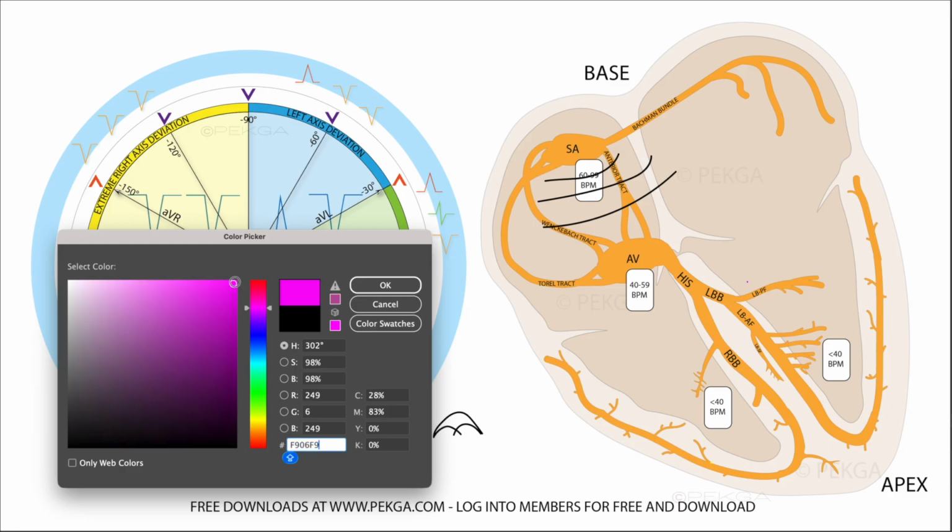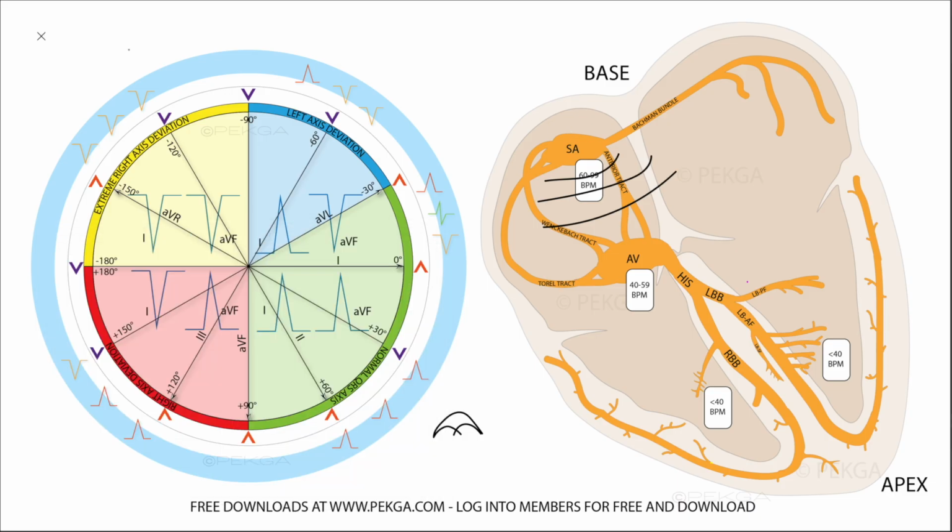When you have left atrial enlargement, there's a couple of things that could be happening. So this is your left atrium. The left atrial wall, so this wall up here, could be thicker.